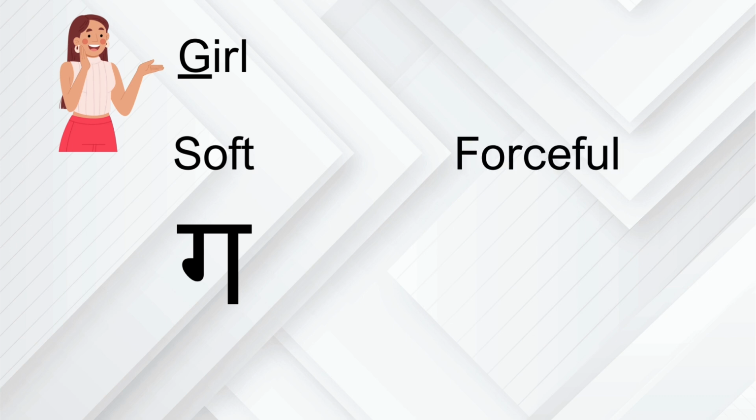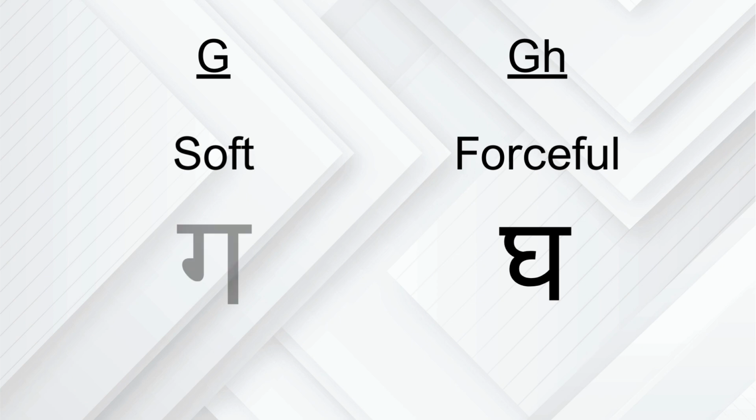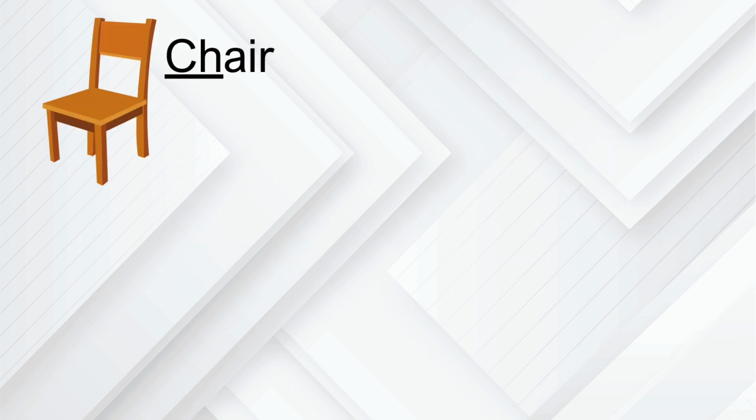G sound in girl in Hindi is written as G. When you say this in a forceful way, it's Gh. Notice the difference. G, Gh. G, Gadi. Gh, Ghadi. G, Gamla. Gh, Ghar.